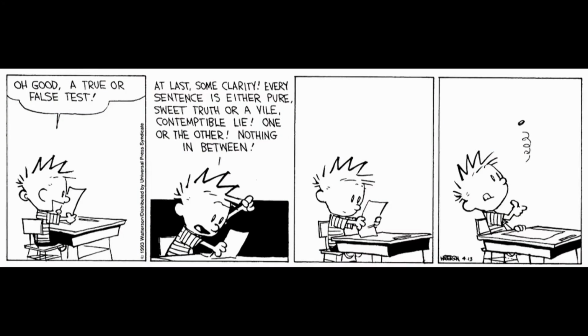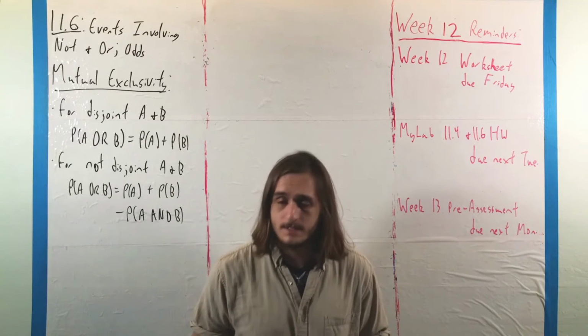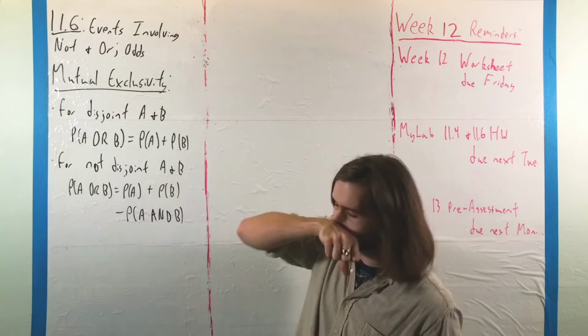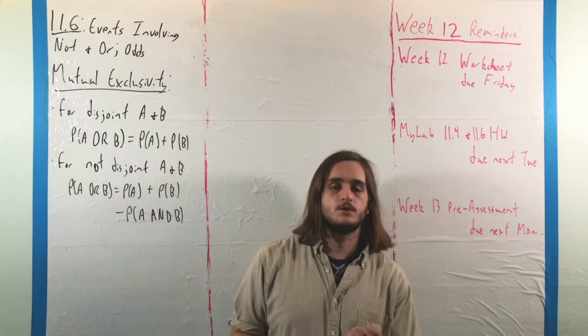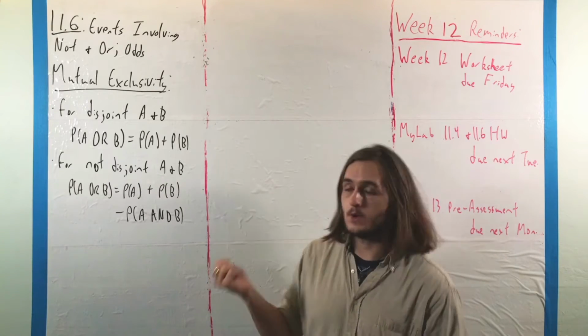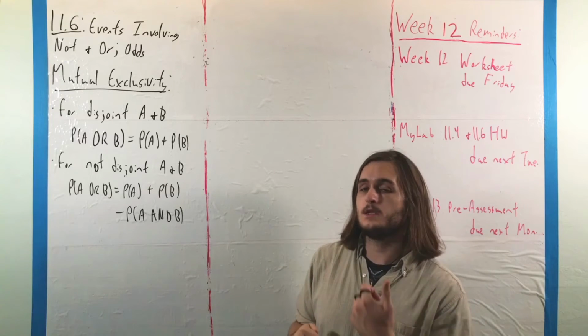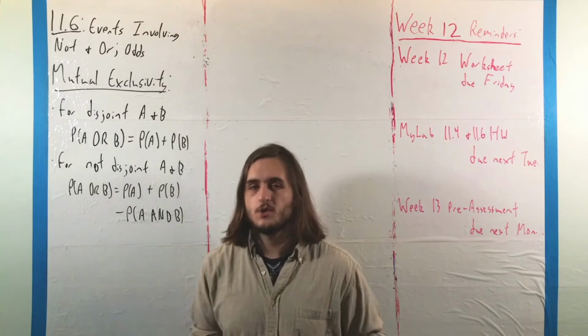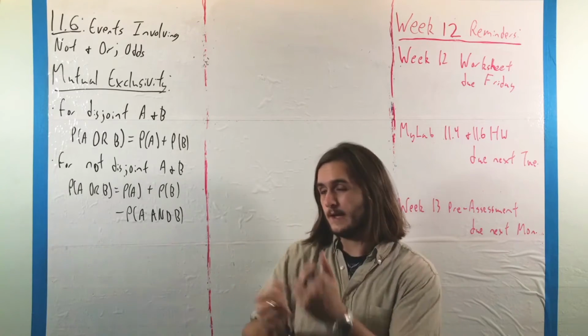For example, if I flip a coin, there's no way that I can get both tails and heads at the same time. So those two events would be disjoint. And if I want to get the probability of tails or heads, A or B, it would be the probability of tails, 1/2, plus the probability of heads, also 1/2, for a total of 1.